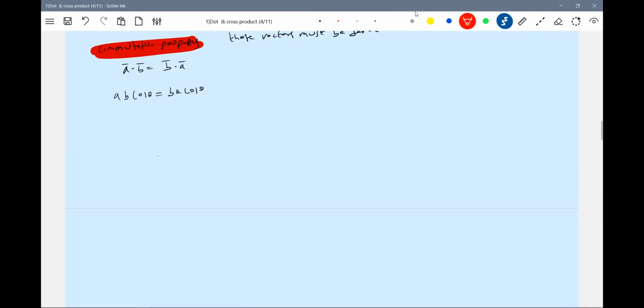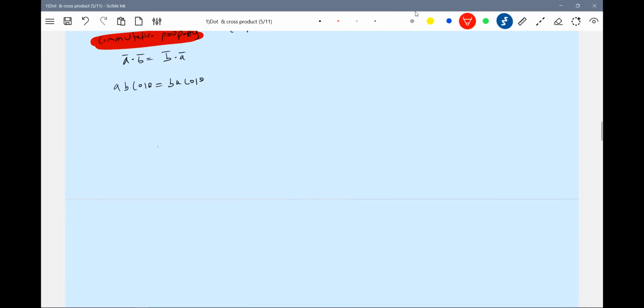So the next after this, we'll go for the distributive property. Okay, what is the distributive property? What is it like? If there are A bar dot, what can we write it as? If I expand, A bar dot B bar plus A bar dot C bar.